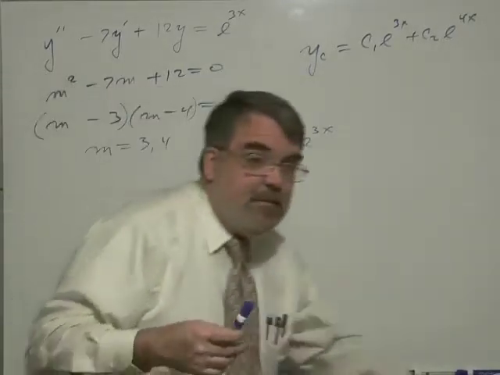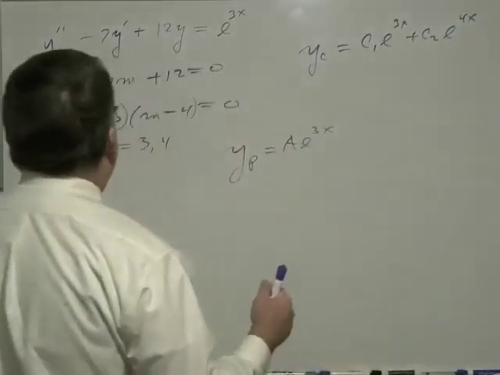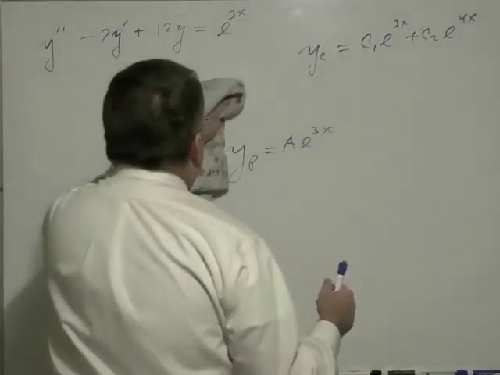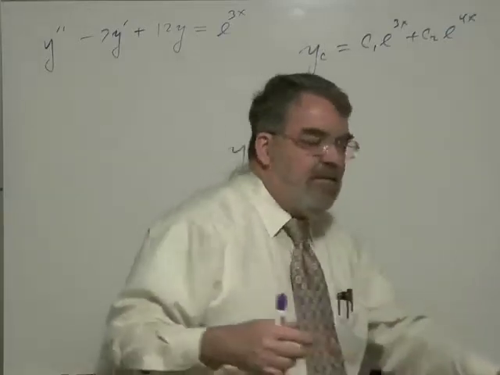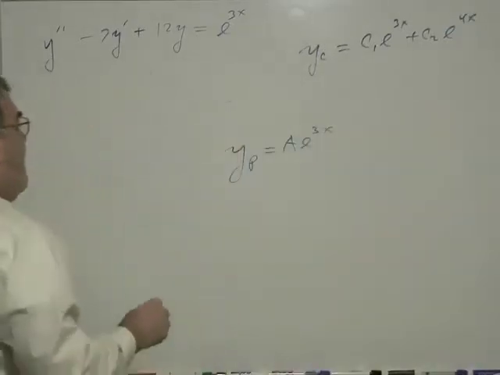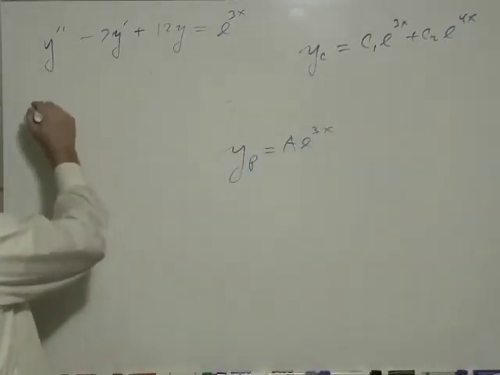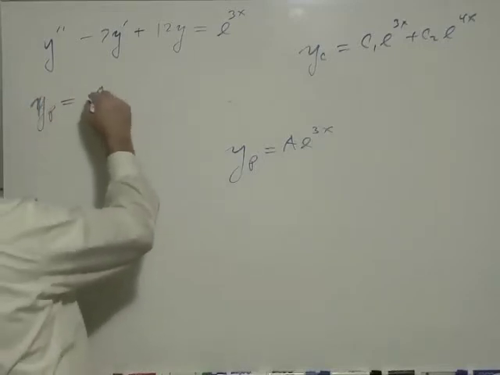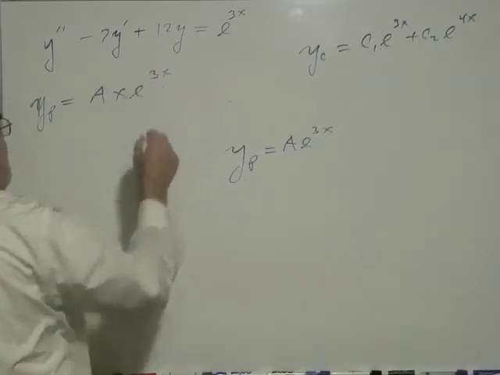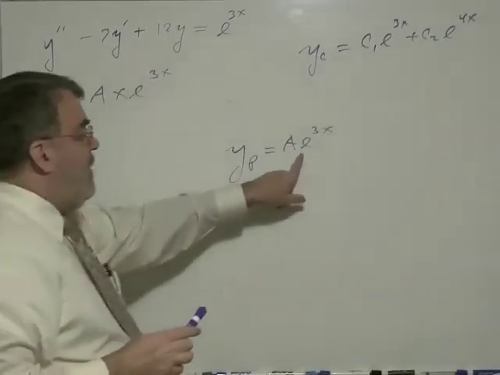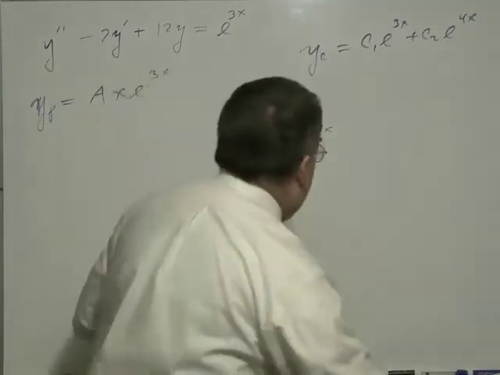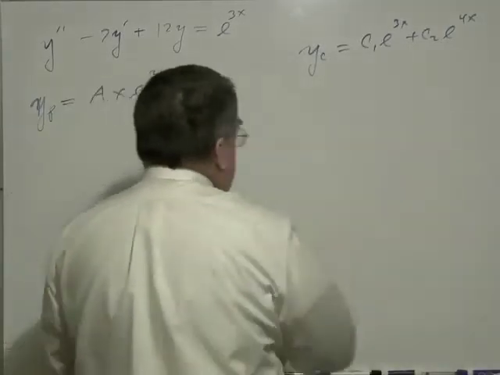Well, alright, so what do we do? It turns out, I imagine they found this out through trial and error, that you could set up the particular solution, y particular, to be a x e to the 3x. In other words, we're going to step it up by multiplying by x. And so let's see if that works.